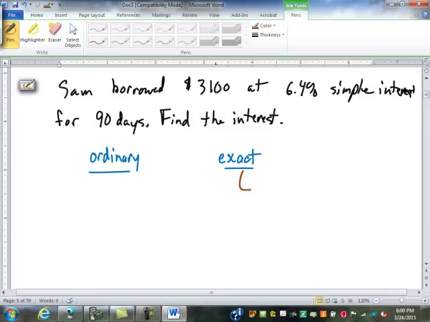Exact interest is exactly what it sounds like. It's exact. You use 365 days in the year, so it's out of 365 days. This is becoming a more common practice to use exact interest now. Ordinary interest is kind of outdated. Ordinary interest comes from the time when there were no calculators, and a banker actually had to sit down and figure out the interest on their accounts by hand.